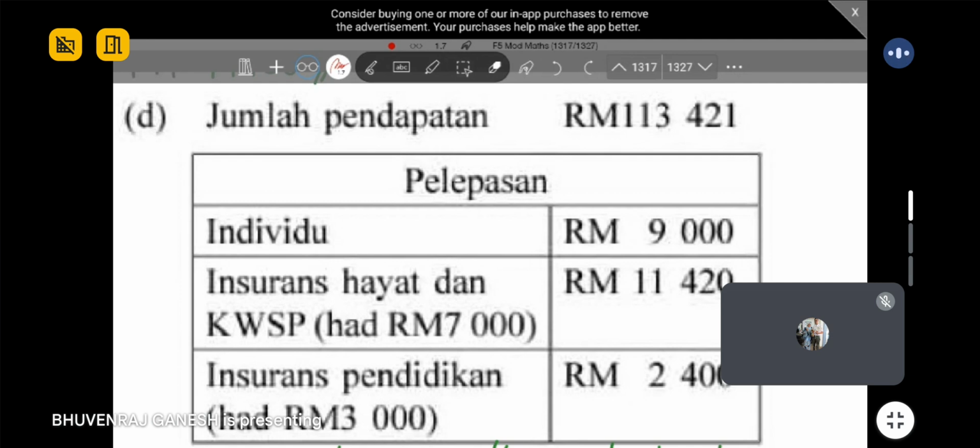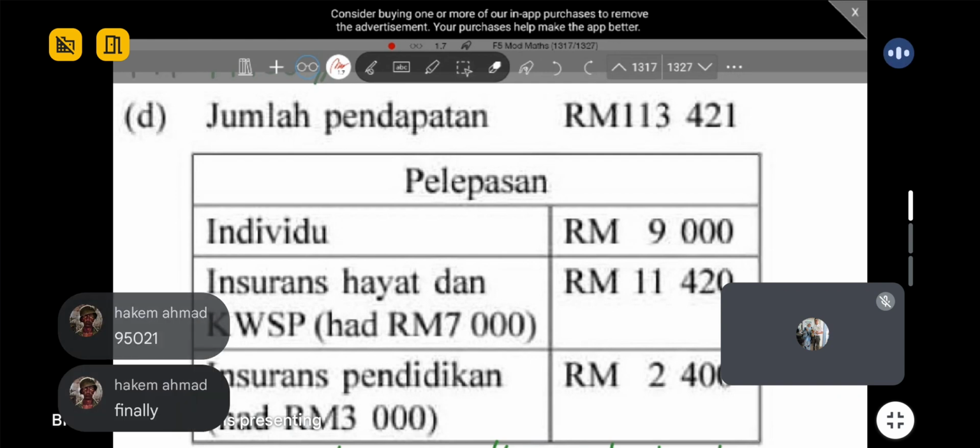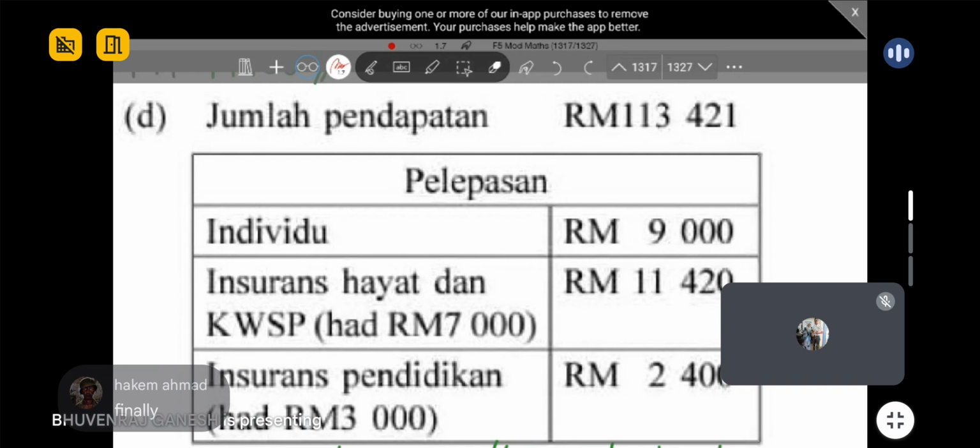Anyone else can help? Hakim? Yang lain boleh bantu? What is your chargeable income in this case? Can you all try and see? No, not 94,421. The rest? Ada manusia here? Can you all try and see? Yes. Okay, that is the correct answer, 95,021. Which was your mistake?